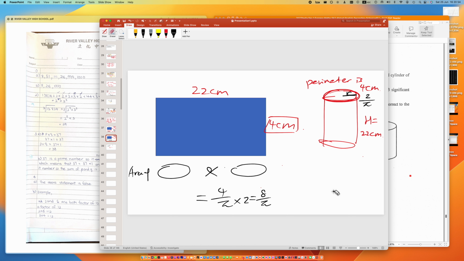Then now, you need to care about the side. I call this the side surface. The side is the same as the rectangle area. So you just get the rectangle area out, which is 22 times 4. Make sense? Yes.